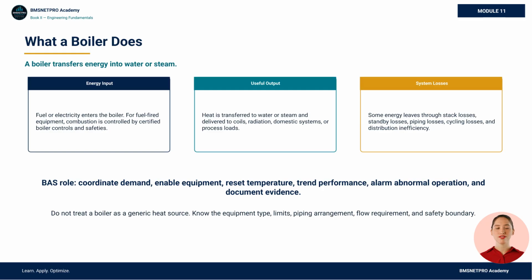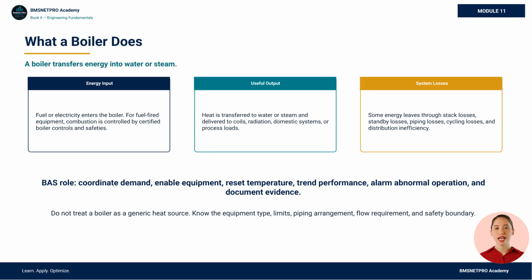A boiler transfers energy from fuel or electricity into water or steam. The BAS usually does not control the combustion process directly. Instead, it coordinates heating demand, enables equipment where appropriate, manages reset strategies, monitors temperatures and status, and alerts the operator when the system is outside expected conditions.